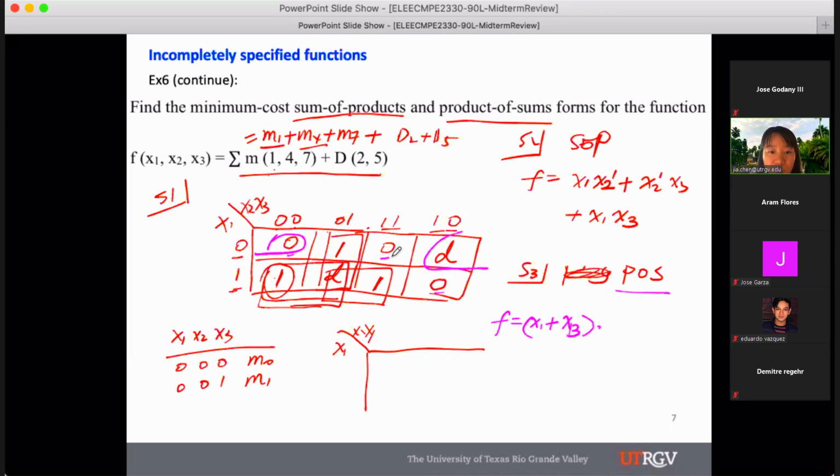Now I have to deal with this 0. This 0, I also combine it with this D, so it's X1 plus X2 not.